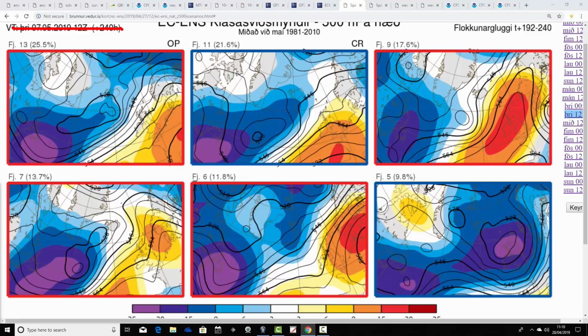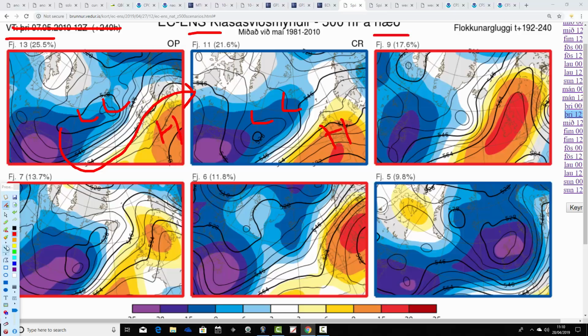So this is for day 10, 240 hours away. And I've got 13 members of the ECM ensembles with high pressure to the south, low pressure to the north. So they're kind of westerly, but mainly drier in the south, but much more unsettled up in the north. There's 11 that have a stronger ridge across the country with low pressure out to the northwest. Then there's another 9 that have high pressure actually centred over the top of the country just there.